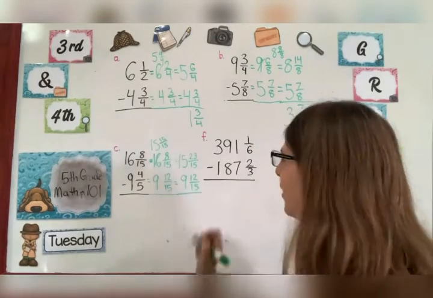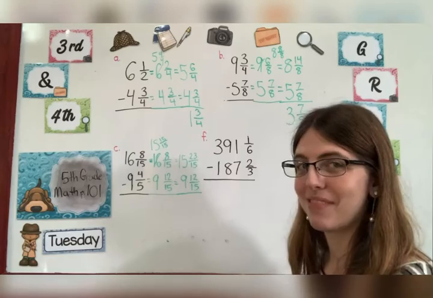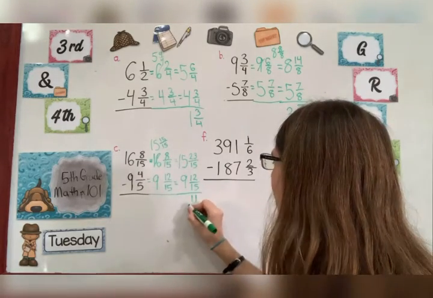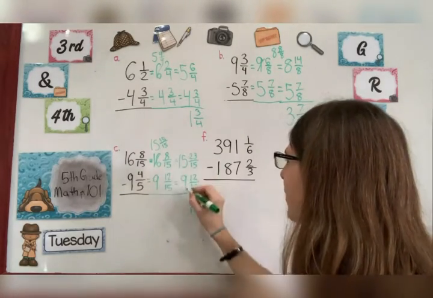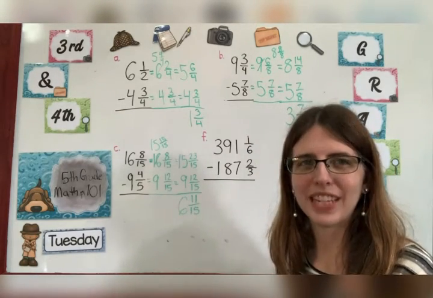Okay. 23 minus 12 is 11. Very good. Over 15. 15 minus 9 is 6. So I have 6 and 11/15.